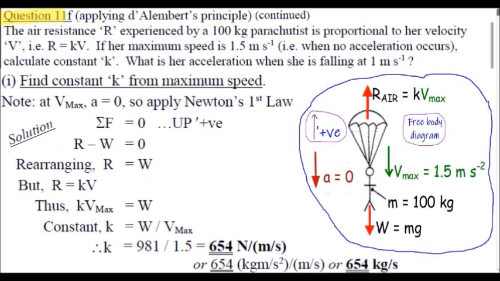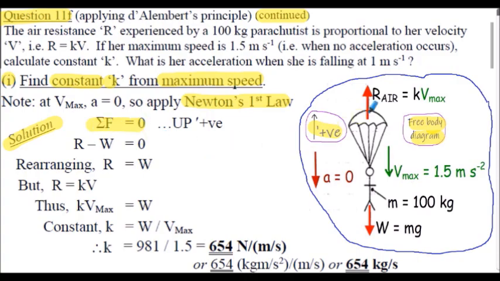Question 11F, solution continued. Considering the first scenario, when the balloon is travelling at maximum speed, that means it's not accelerating. So we'll be able to find constant K by applying Newton's first law here. Free body diagram shown as always on the right hand side here. Positive direction is upwards for this calculation. So summation of all the forces equals 0.